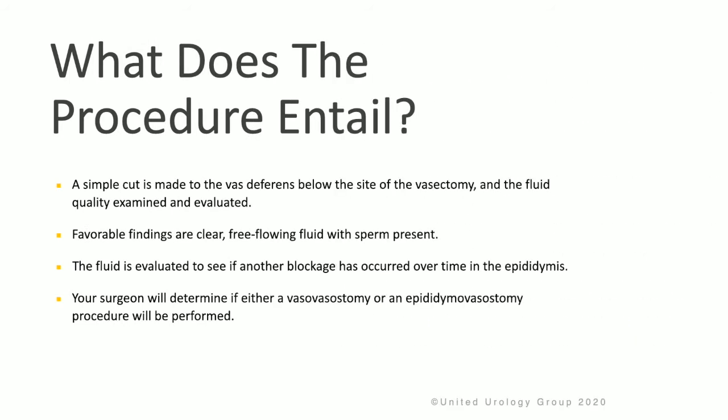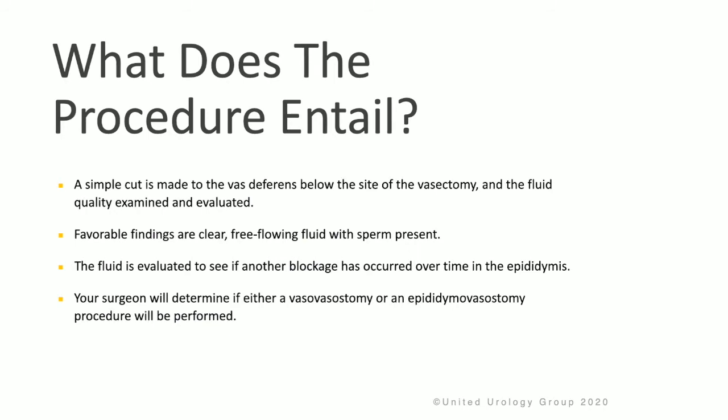After the scrotum is incised, a simple cut is made to the vas deferens above and below the site of the vasectomy. The fluid is examined from the lower vasal segment. Favorable findings are when you see clear, free-flowing fluid with sperm present. The fluid is evaluated to see if another blockage has occurred over time in the epididymal gland. Your surgeon will determine at that time if a vasovasostomy or an epididymovasostomy procedure will be performed.